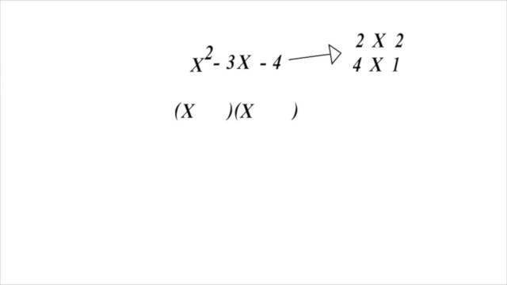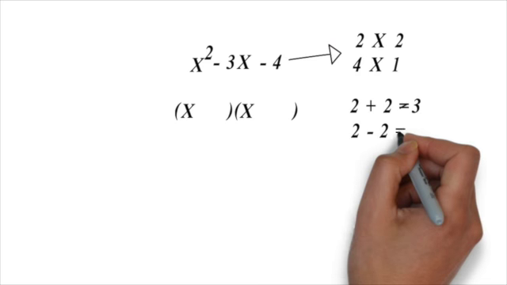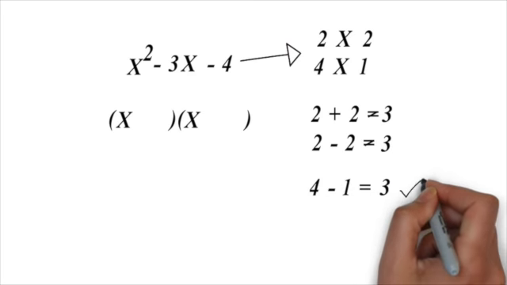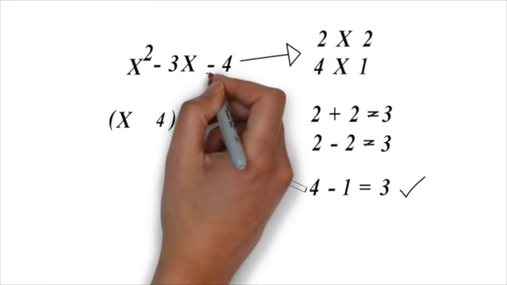Now, since we have two different sets of factors, you can either just guess and check to see which set works, or since we know our middle value here is 3x, you can look to see which set of factors, when added or subtracted together, could give us a value of 3. Here we see that 2 plus 2 nor 2 minus 2 gives us a value of 3, however 4 minus 1 gives us 3. This way we know that 4 and 1 will be the values in our parentheses.